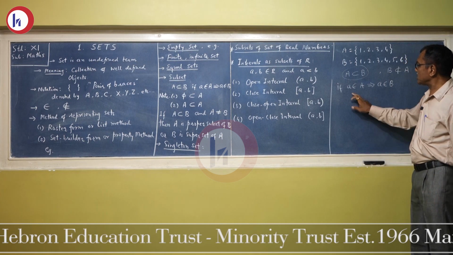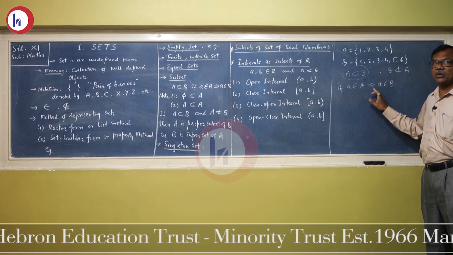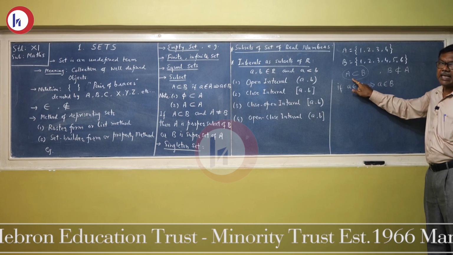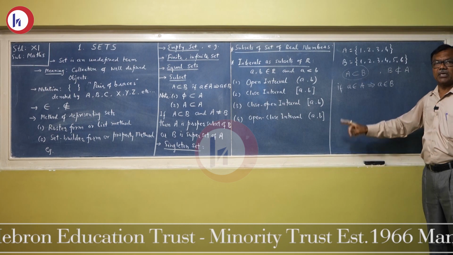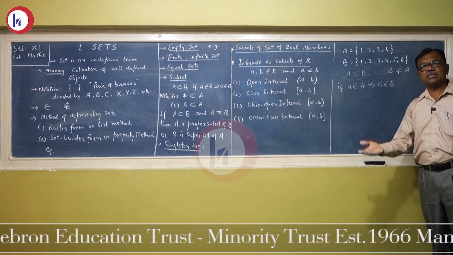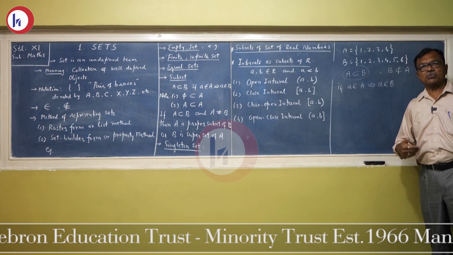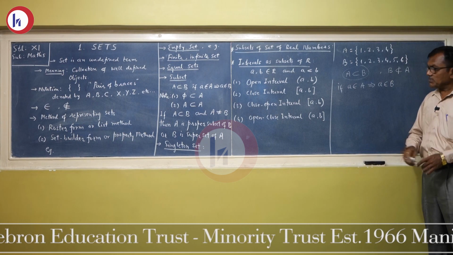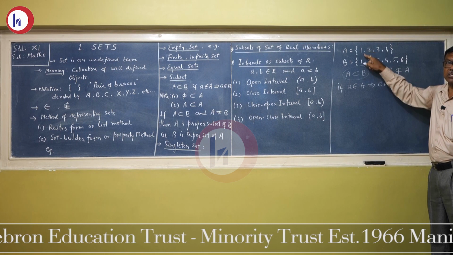If a belongs to the set A implies a belongs to the set B, then A is a subset of the set B. It is not necessary that if A is a subset of B, then B also must be the subset of A. Sometimes, as in this example, B is not a subset of A.